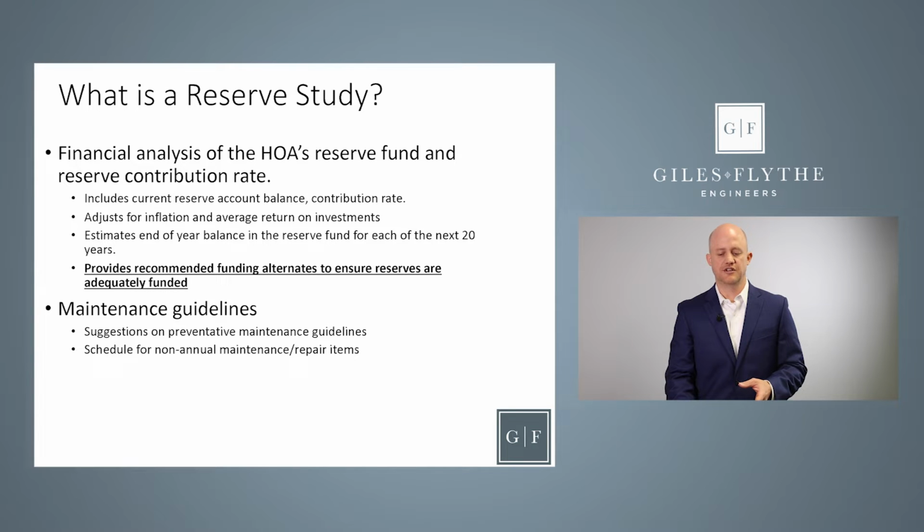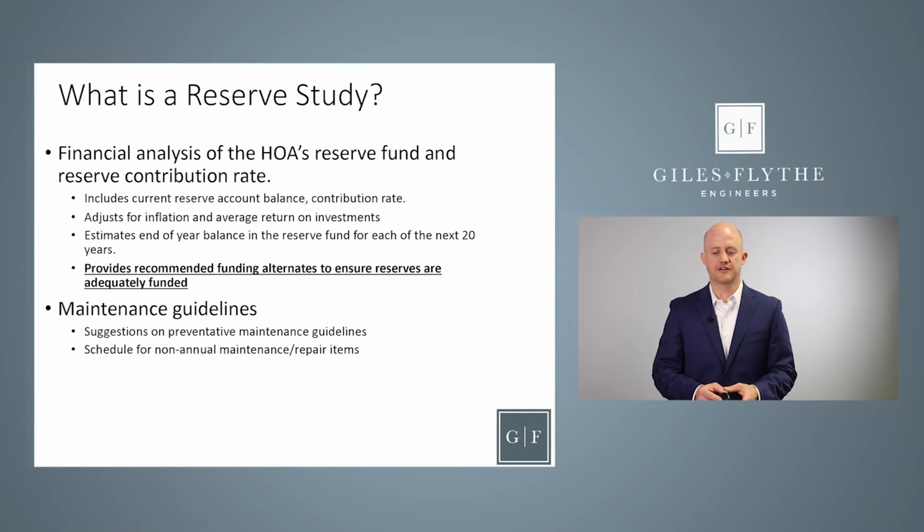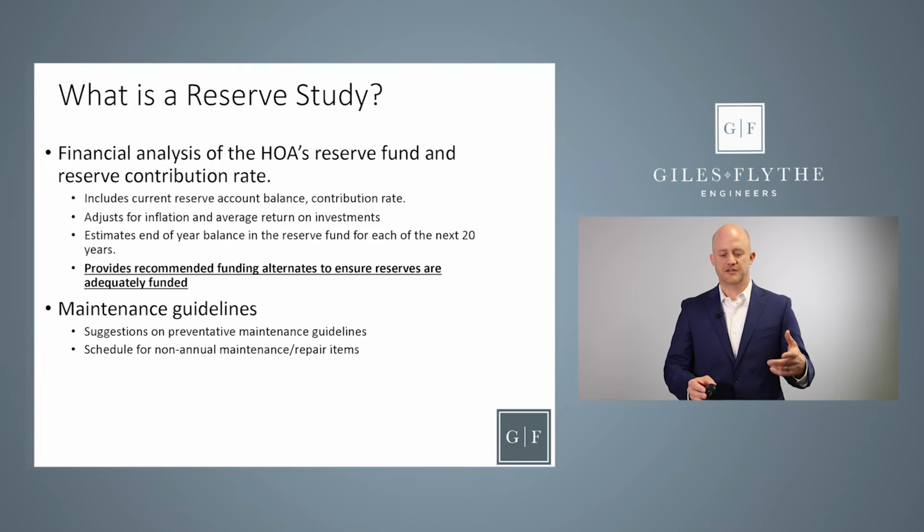Within the reserve study, you can also expect to receive some general maintenance guidelines, some non-annual schedule of repair items, but then also some general guidance on preventative maintenance recommendations from your provider. The reserve study report, as I mentioned, has typically 40 to 50 pages. There's a narrative section of a report that's usually the first 10 to 20 pages. That's going to go through paragraph by paragraph and describe what the association is responsible for, the condition of those components. We're also going to talk about the funding recommendations and the general process of the reserve study.